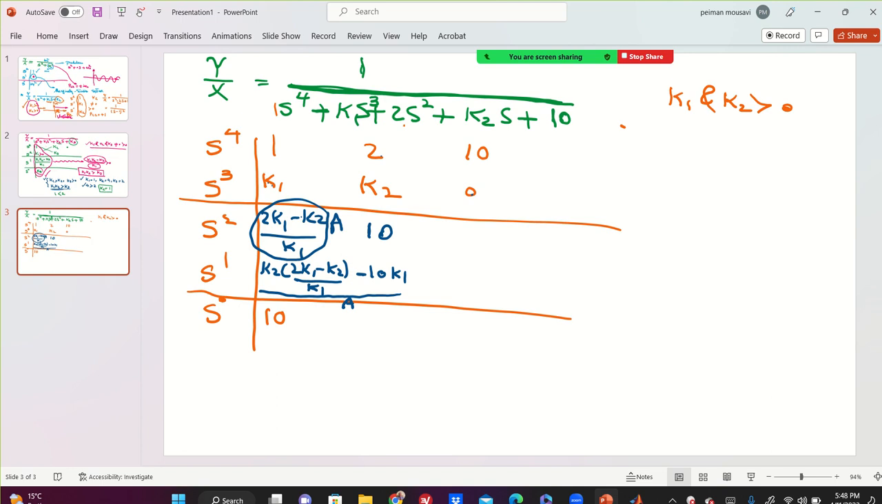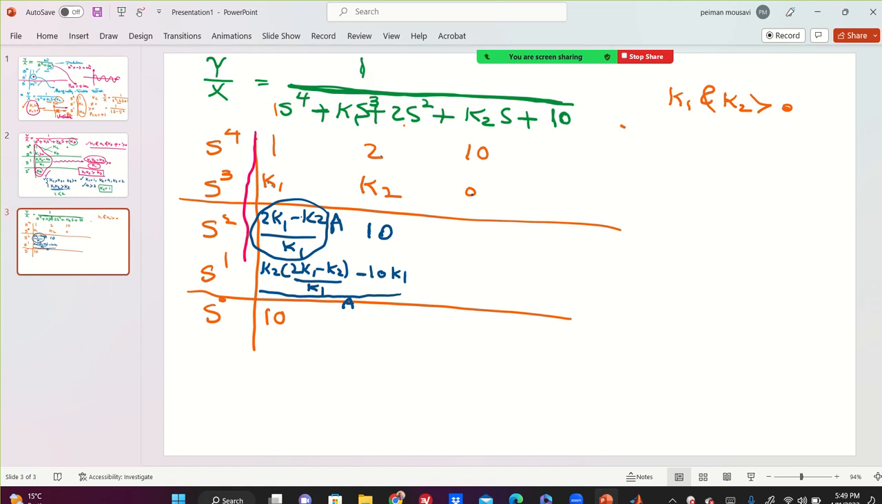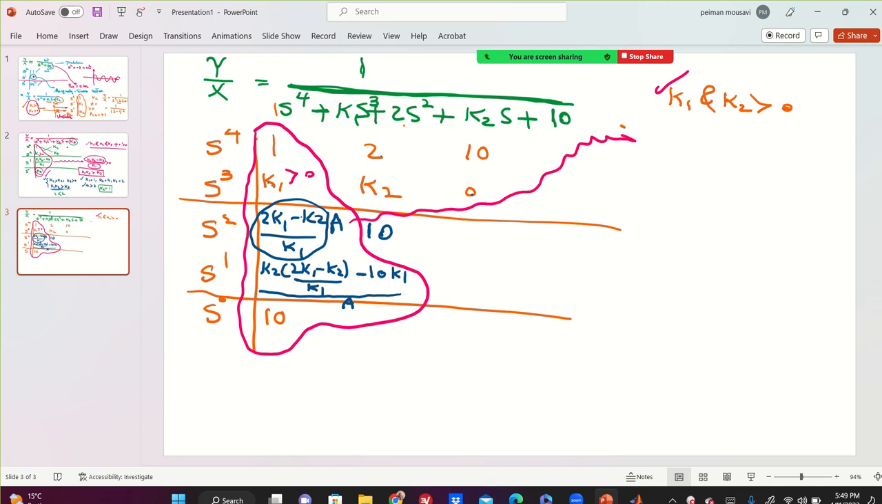Okay, so based on the Routh stability criteria, you know that the first line must exist and be positive. So from here we know that K1 must be positive. Now this must be positive. I'm taking out here: 2K1 minus K2 divided by K1 must be positive. Because K1 is already positive, this must be positive.